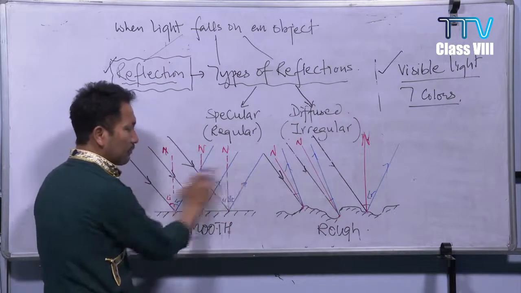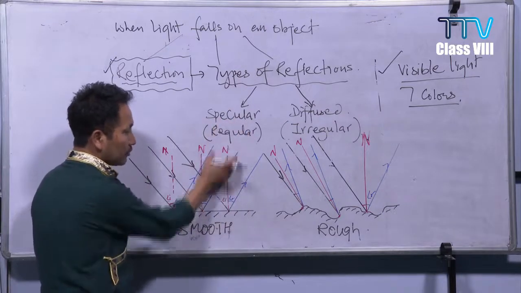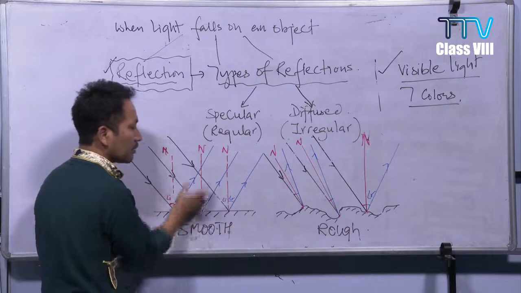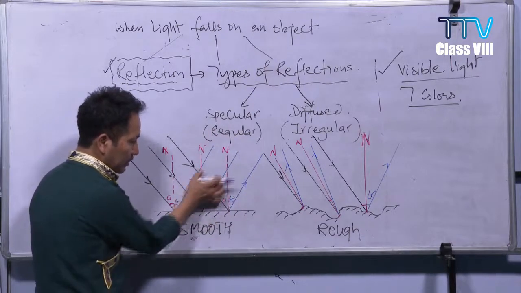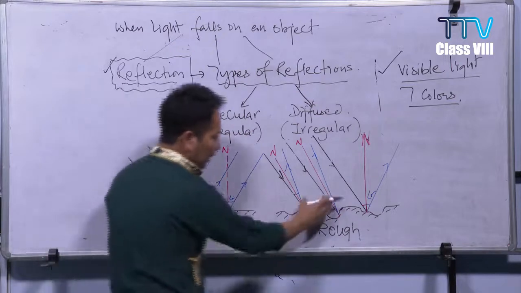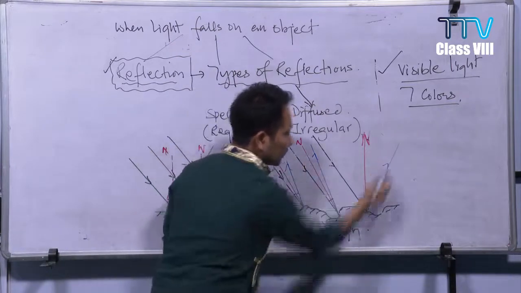But look at the reflected rays. In specular reflection, the reflected rays are parallel. These are parallel lines. These are the reflected rays. Are they parallel? These are not parallel.